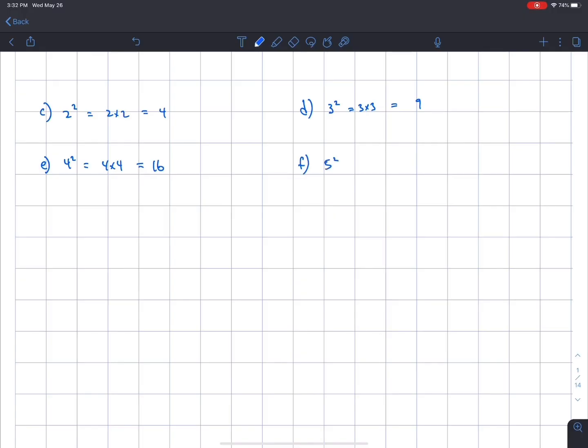F. 5 square is 5 times 5. 5 times 5 is 25. G. 6 square is 6 times 6, and 6 times 6 is 36. H. 7 square is 7 times 7. 7 times 7 is 49. I. 8 square is 8 times 8. 8 times 8 is 64. J. 9 square is 9 times 9. 9 times 9 is 81.